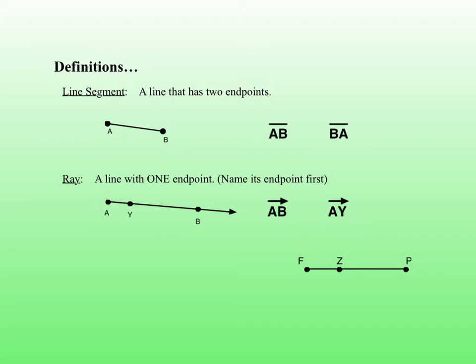If I look at this example down here where I have the line segment FZP, I could name the line segment FZ. I could say ZP. I could say FP. These are all different segments that I could call out from the line that's given right here.